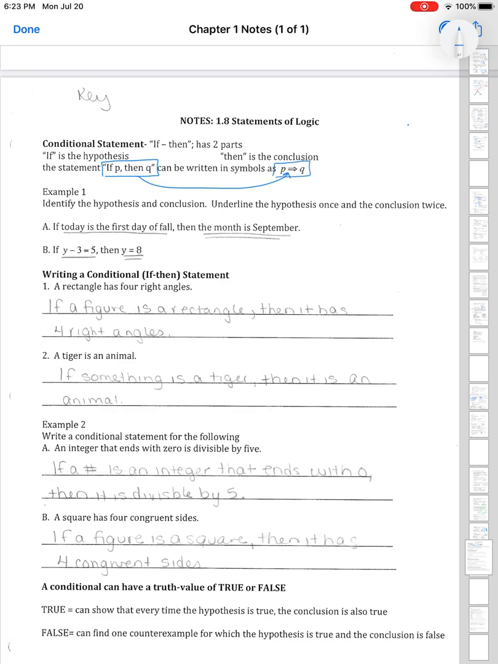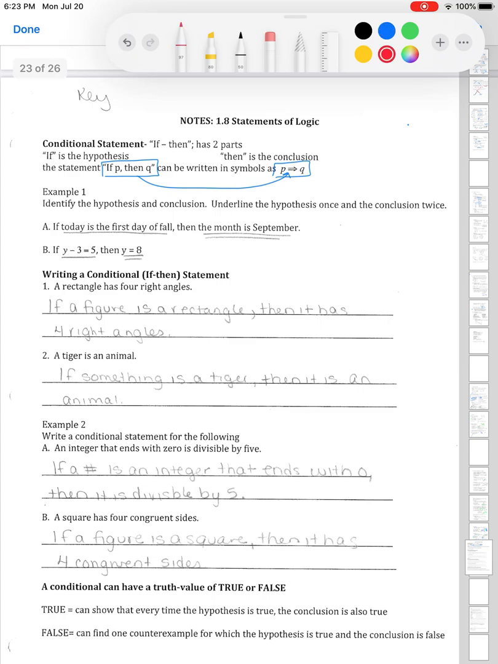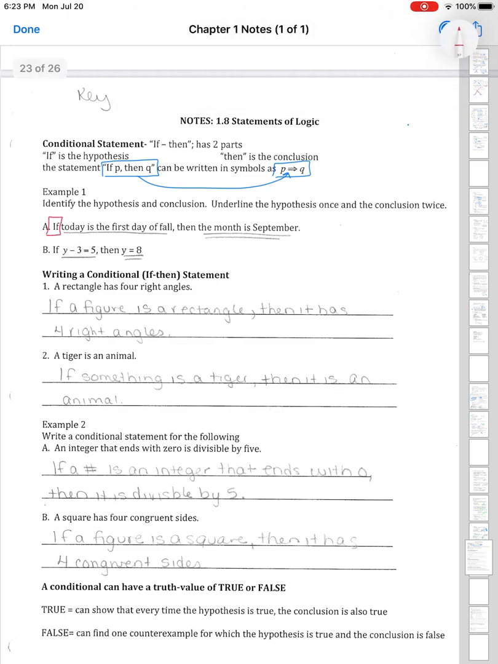So the statement typically goes if P, then Q. So if this happens, then this happens. And it can be written in symbols such as P, and then you see these little arrows that point to the Q. So those two things mean the same thing. So if you only see it in terms of arrows, you want to know that that means if P, then Q.